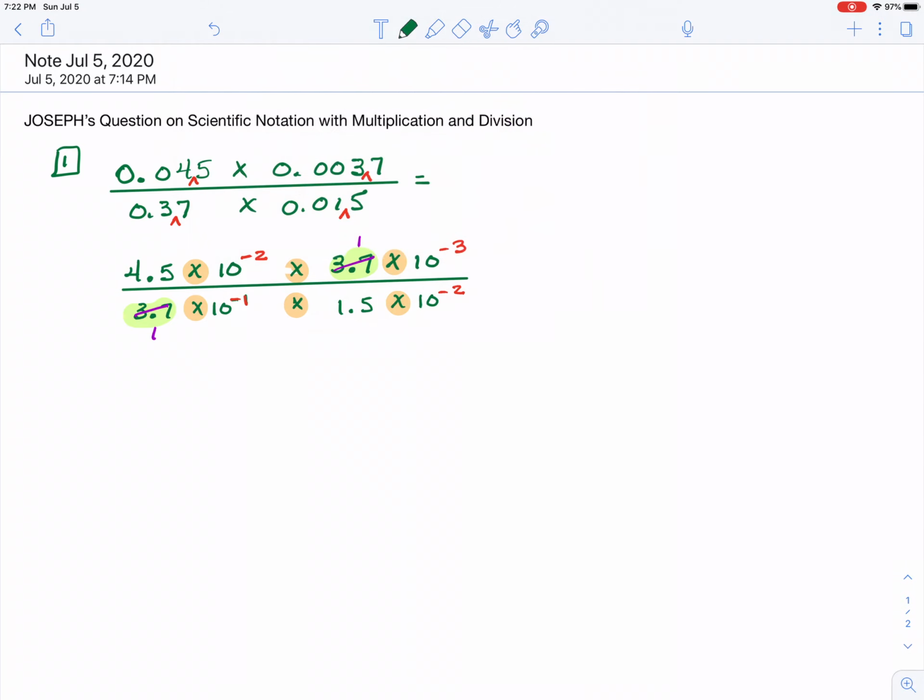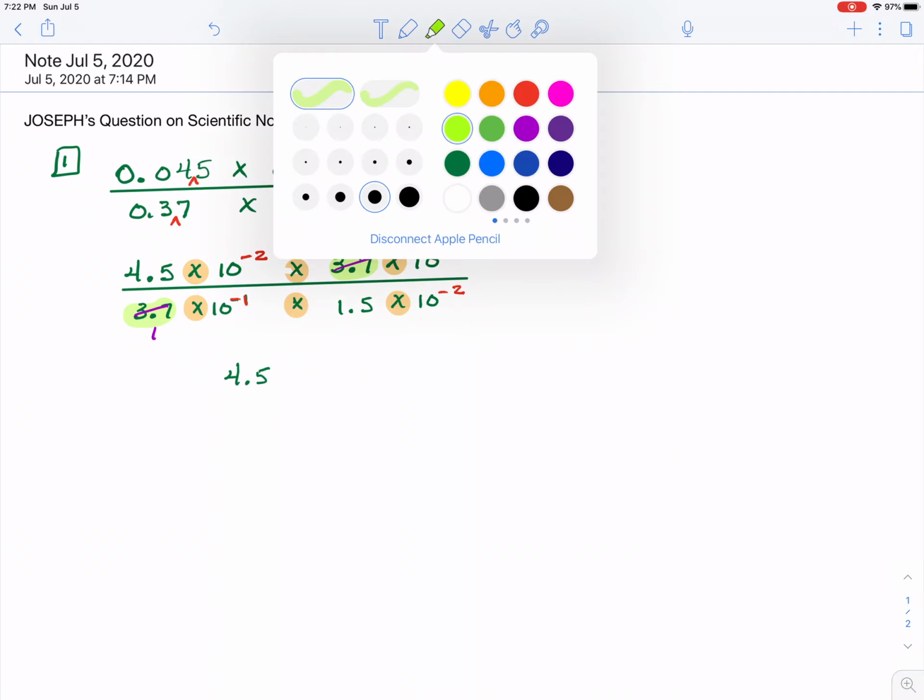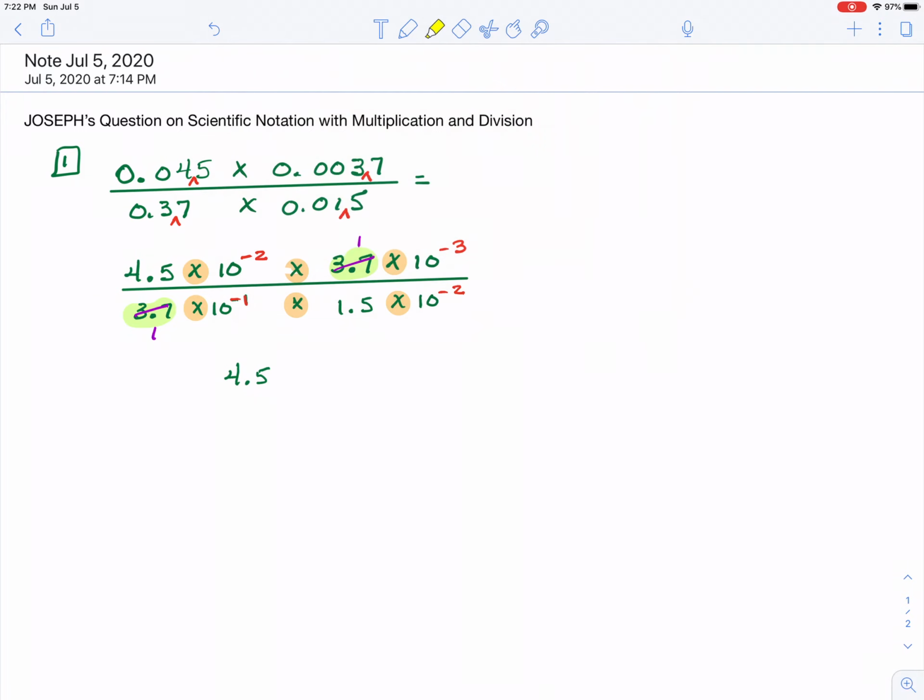So let's see what I have left on the top. I have 4.5, and now I'm going to, let's change color again. I'm going to look at this base 10 to the negative 2 times the same base 10 to the negative 3, which is going to bring me to the same base 10 to the negative 5. And on the bottom, what I have left is the 1.5. And again, I'm looking at the base 10 to the negative 1 and that same base 10 to the negative 2, which is going to bring me to base 10 to the negative 3 as I add those exponents.